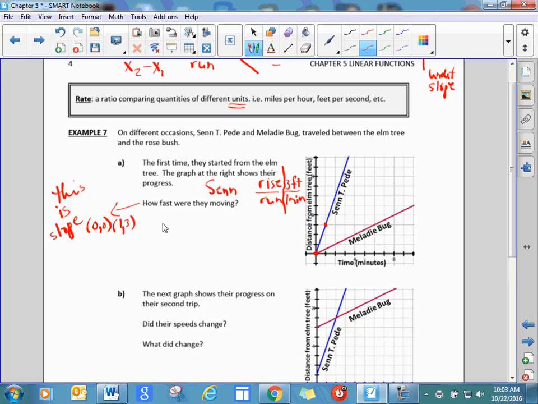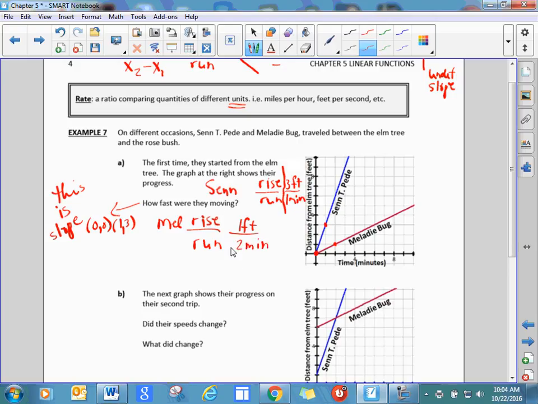So let's look at Milady Bug. I'll call her Mel. Her rise over her run. So let's look at a point where we can figure out what she's doing. Looks like she's got a good point right there that's on an interval. So again, her graph is positive. She's rising from left to right, so we know that her slope is going to have a positive sign. She's rising up 1 foot, don't forget your units, for every 2 minutes.